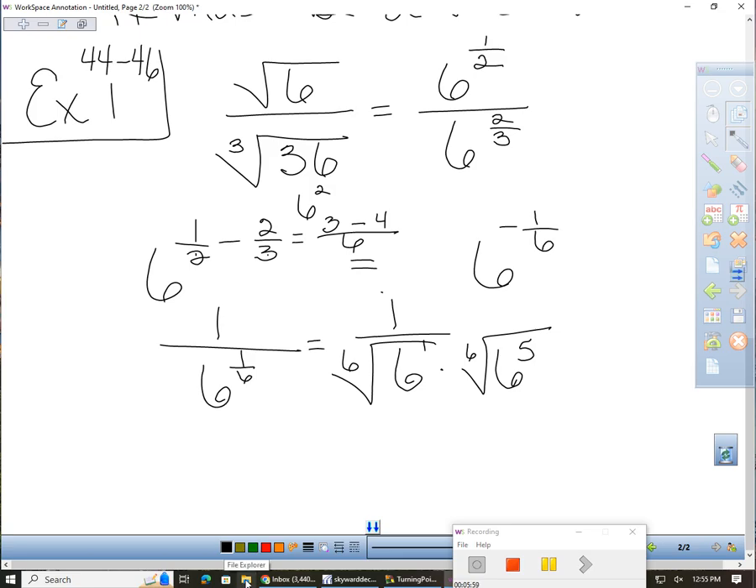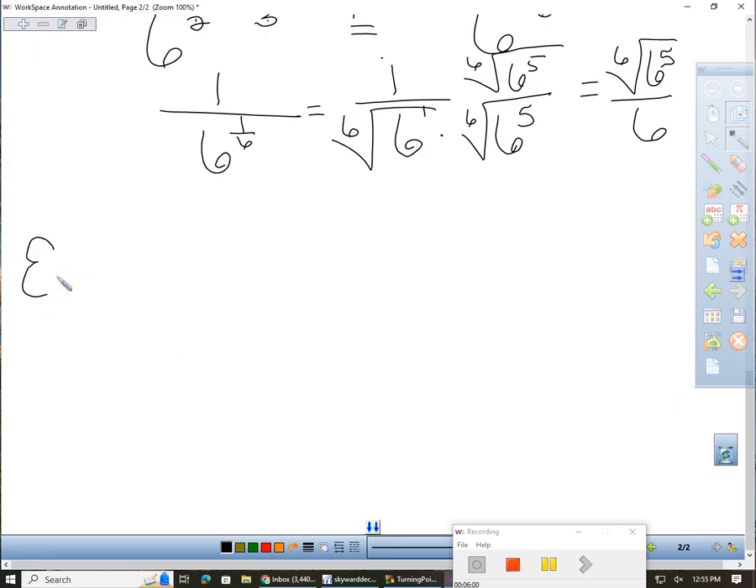Whatever I do to the bottom, I do to the top. That's right. So on the top, I have 1 times the 6th root of 6 to the 5th, or the 6th root of 6 to the 5th. What do I have left on the bottom? Just a 6, exactly. All right, are we good so far? Let's try another one. We only just got started. This is some fun stuff.